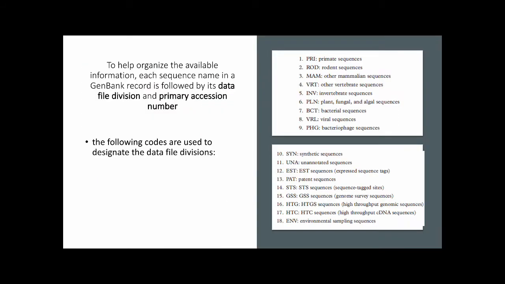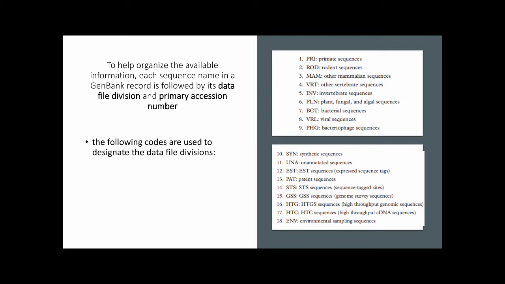And then, to help organize available information, each sequence name in a GenBank record is followed by its data file division and primary accession number. So, if you look at GenBank data, this is the basic information for a GenBank entry. You have your primary accession number. The following codes are used to designate the data file division. PRI, primate sequences, ROD, rodents, MAM, other mammalians, VRT, other vertebrates, INV for invertebrates, PLN for plant, fungal, and algal sequences. We have BCT for bacterial, VRL for viral, PHG for bacteriophage sequences, and others.